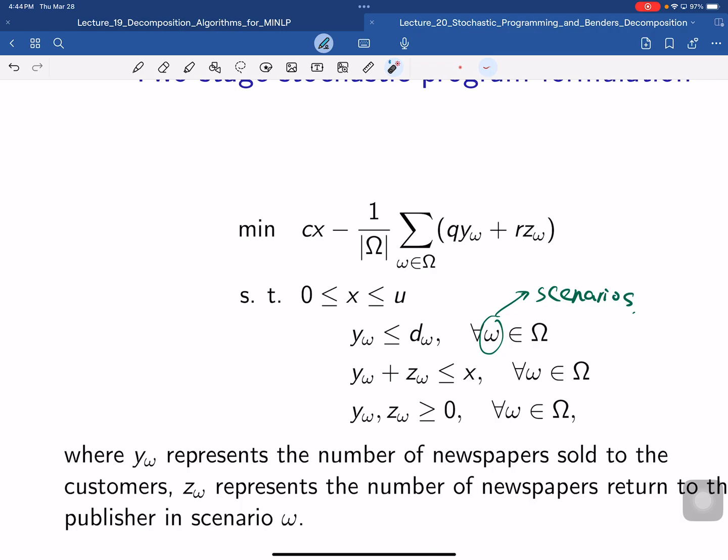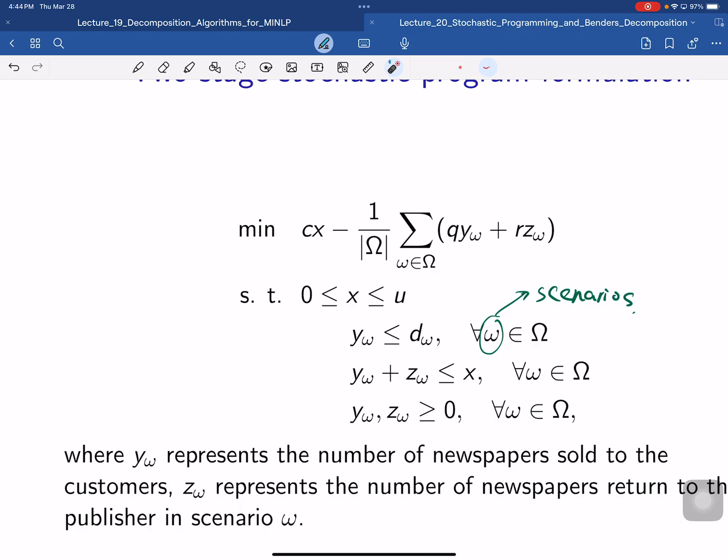Of course, you cannot sell more than the customer needs, so y omega is less than or equal to d omega. And the other constraint is, y omega denotes the number of newspapers you can sell, then z omega denotes the number of newspapers that are returned to the publisher. If you cannot sell all the newspapers, you will return some of them to the publisher. That's what this z omega variable represents.